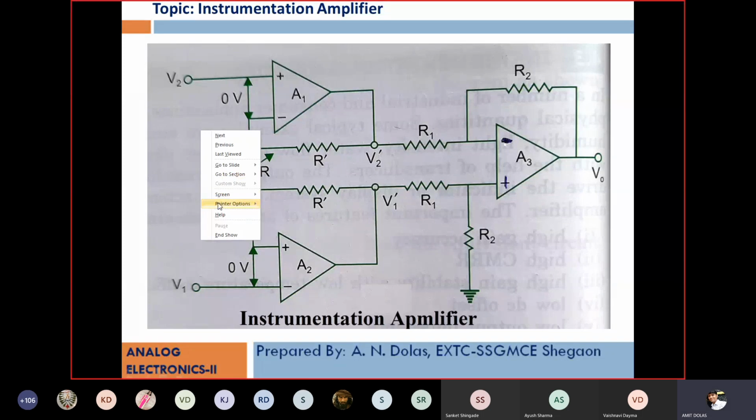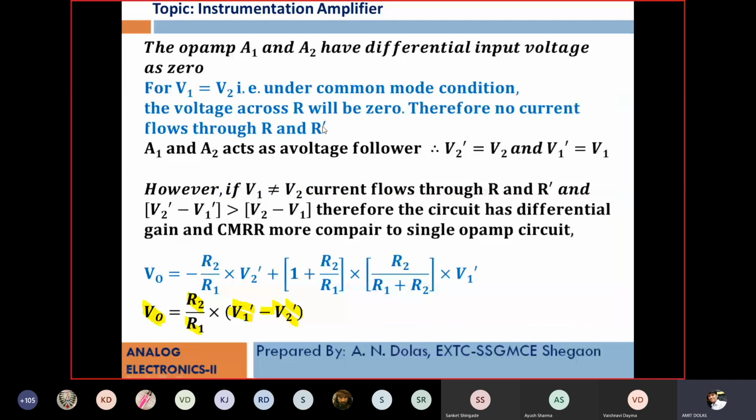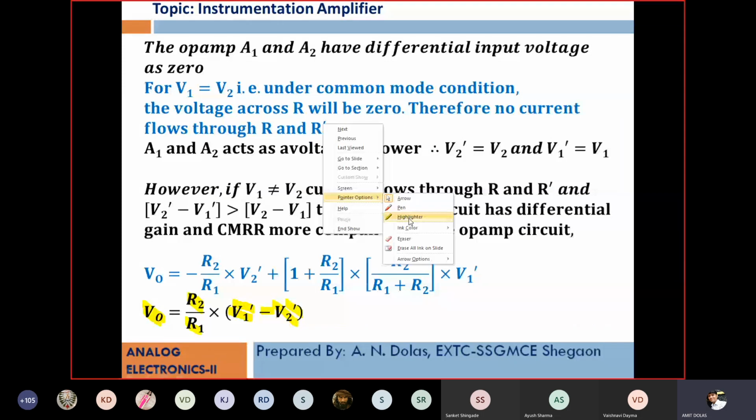Before that, I'd like to share one thing. As V2 dash is equal to V2, that means what? Voltage follower. Stage 1, A1, is working like a voltage follower. A voltage follower is used for buffering to provide high input impedance, nothing else. Then V1 dash is equal to V1. That means stage A2 is also working like a voltage follower in this circuit. Therefore, whatever we discuss on the circuit, the same is reflected here.